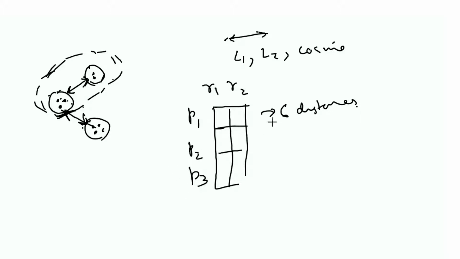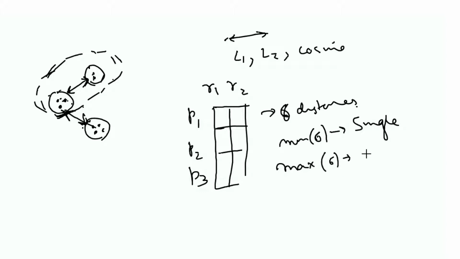One is, out of the 6 distances, you go for the least distance. The least distance would be the points which are closest to each other. The minimum of these 6 is called single linkage. The maximum of the 6 distances is called double linkage. When you are checking maximum, you are checking for the points which are the farthest away from each other. Now these distances themselves could be L1 distances, L2 distances or cosine distances. Any of these distances could be used.